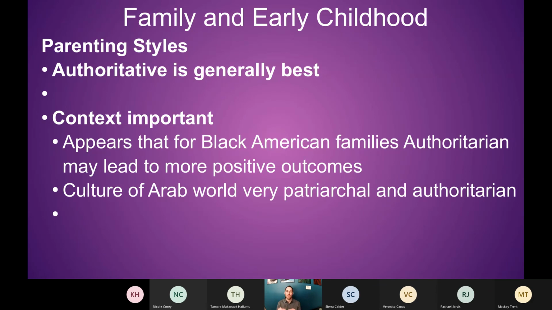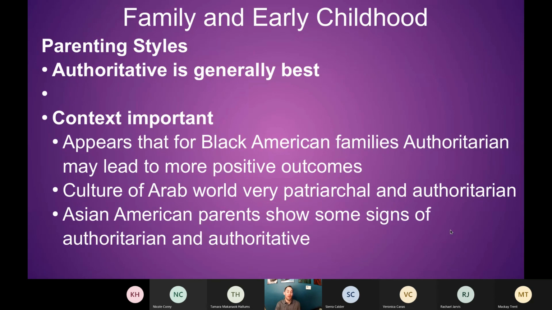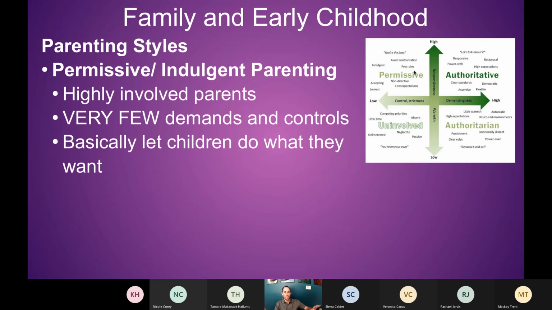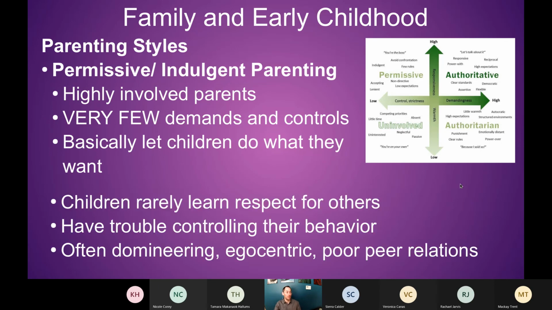So just having that authoritarian parenting is not necessarily a risk factor for each group, for each child, for each context and culture. Additionally, if we look at Asian American parents, the way that we have these boxes here, the authoritative, authoritarian, uninvolved, and permissive, with just these 2 dimensions, 2 dimensions is better than just 1 dimension, but 3 dimensions or 4 dimensions can be even more explanatory.